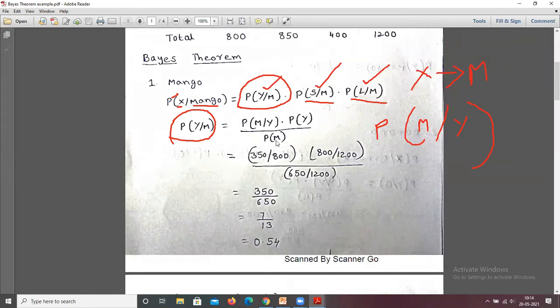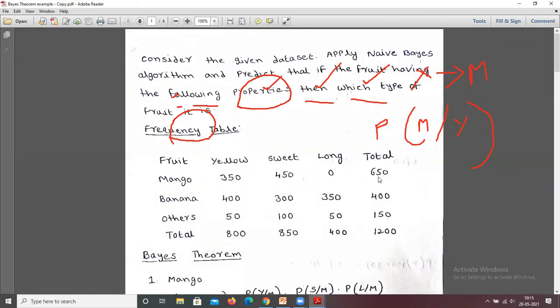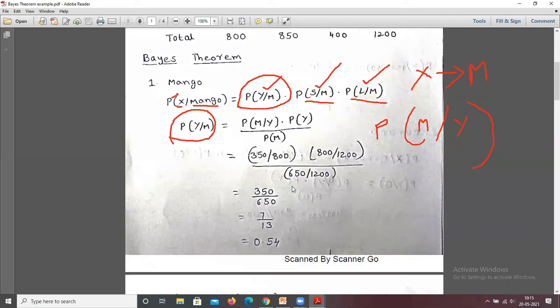Now probability of M. So probability of mango is 650. That means total 650 mangoes and the total fruits are 1200. So 650 by 1200. If you calculate, we get 350 by 650, 7 by 13, 0.54 for probability of Y by M.